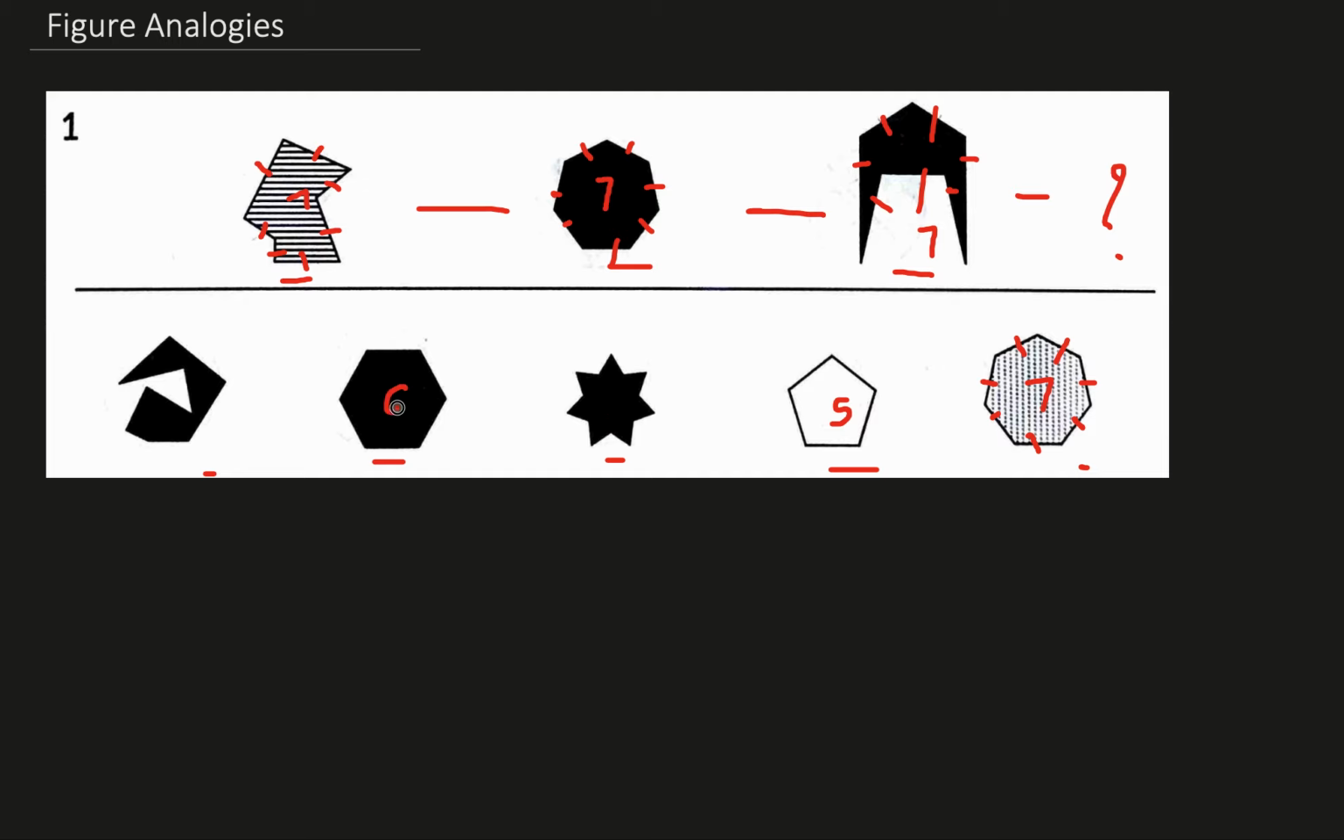This is clearly a hexagon which has 6 sides, 1, 2, 3, 4, 5, 6, and this one is 1, 2, 3, 4, 5, 6, 7, a lot more. I do not need to count. So that's where my answer lies. So that's your option there.